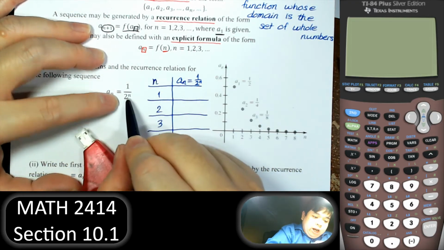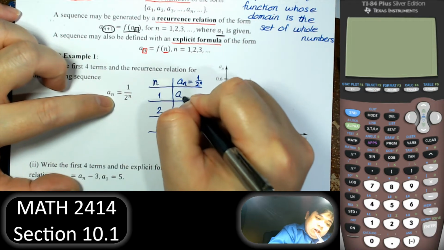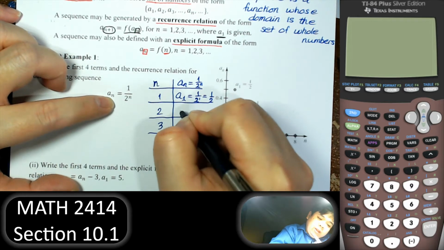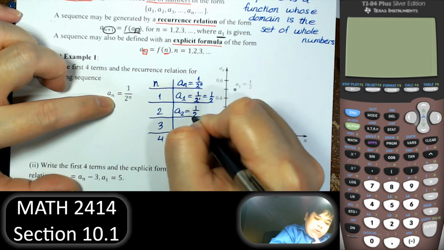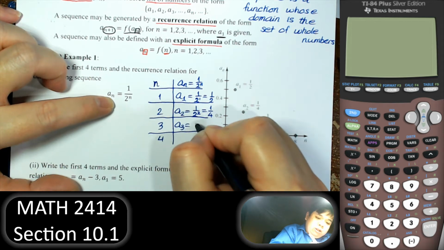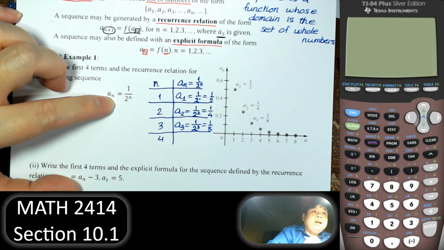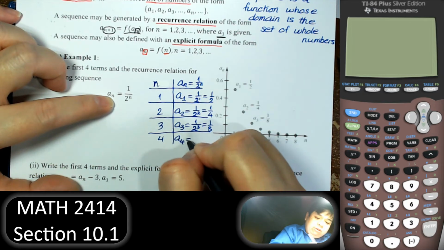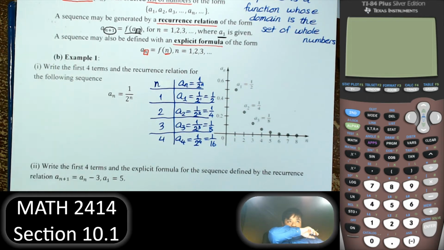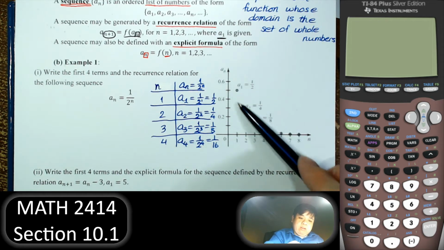So when we put 1 in for n, we have a sub 1 equal to 1 over 2 to the first, or 1/2. A sub 2, 1 over 2 to the second, 1/4. A sub 3, 1 over 2 cubed, 1/8. And a sub 4 is 1 over 2 to the 4th power, 1 over 16. That's simple enough. Those are the first 4 terms. Of course, if we draw the graph, it will be like this.